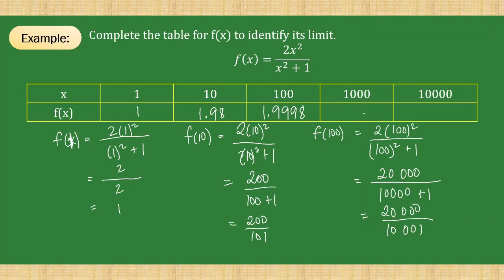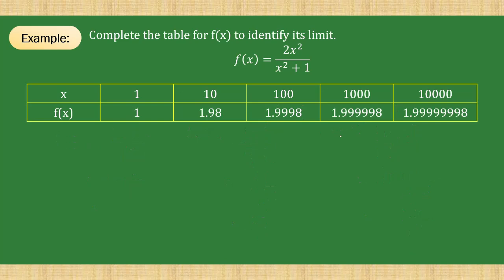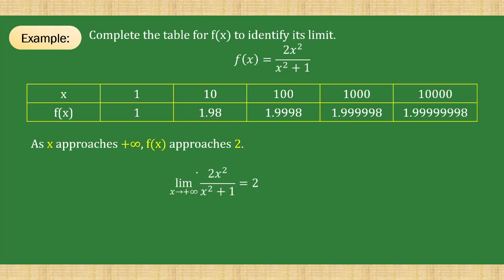As for the other values, I leave it for you to show the solution, pero ito yung kanyang magiging values. As you may notice, as x approaches positive infinity, yung f of x natin palapit ng palapit sa value na 2. Kung makikita natin yung behavior ng f of x, paliit ng paliit yung kanyang distance sa 2. That is why if we are going to write its limit notation, we have limit of the given function 2x squared all over x squared plus 1, as x approaches positive infinity is 2.